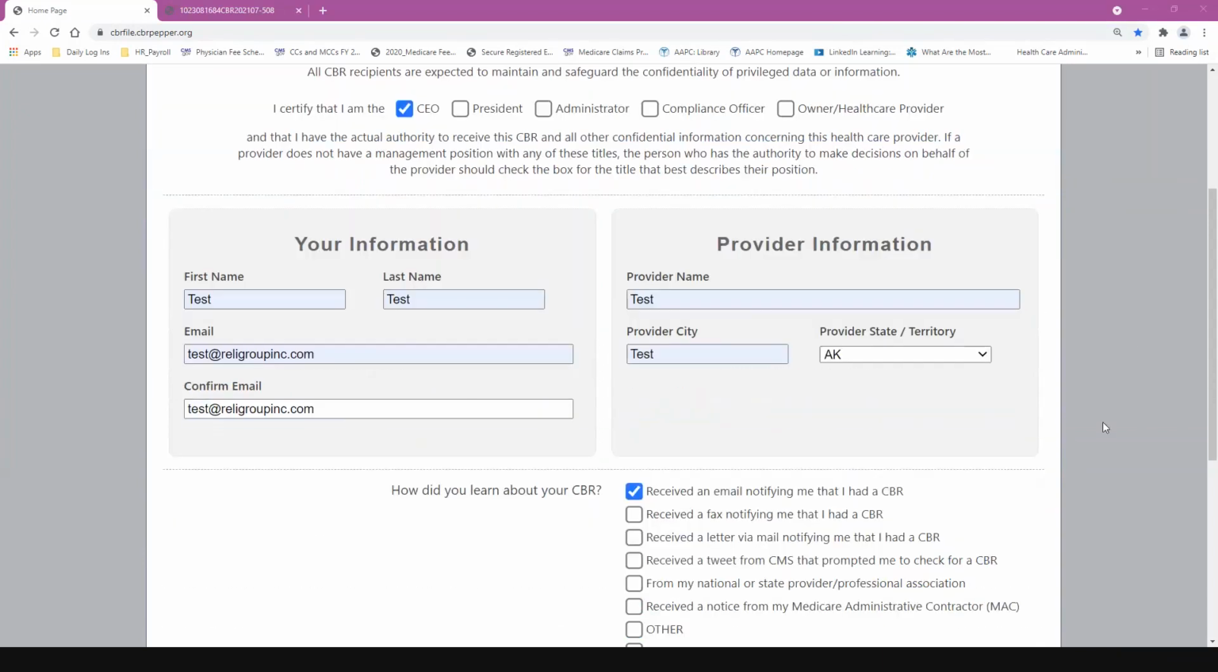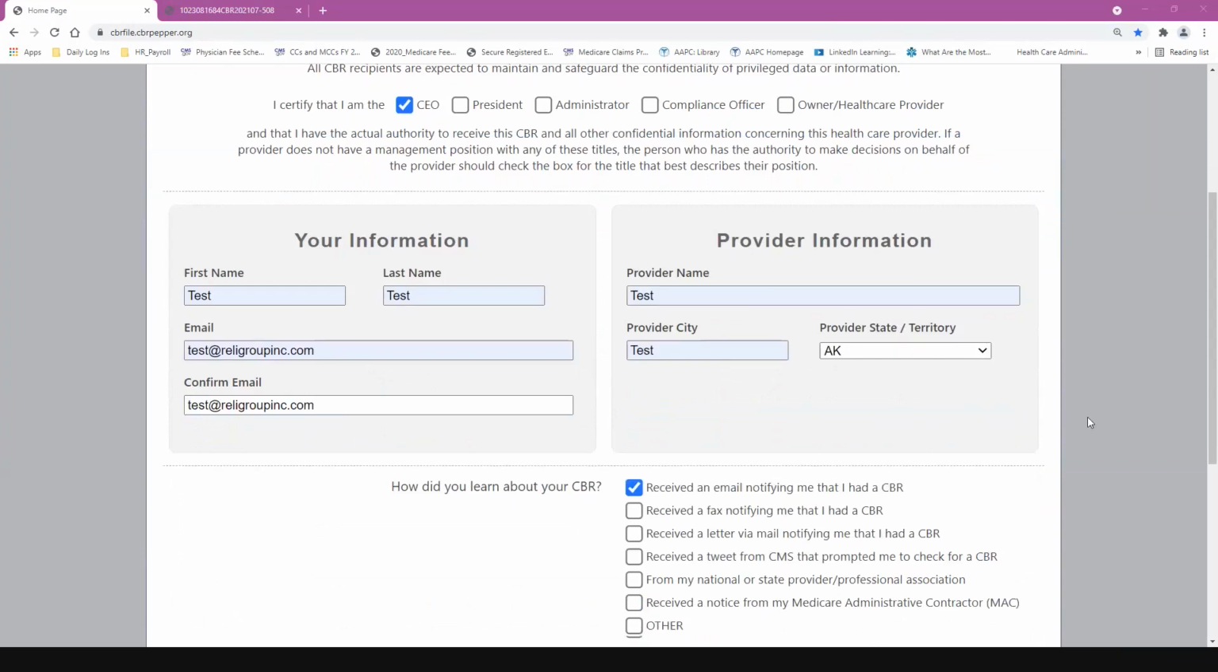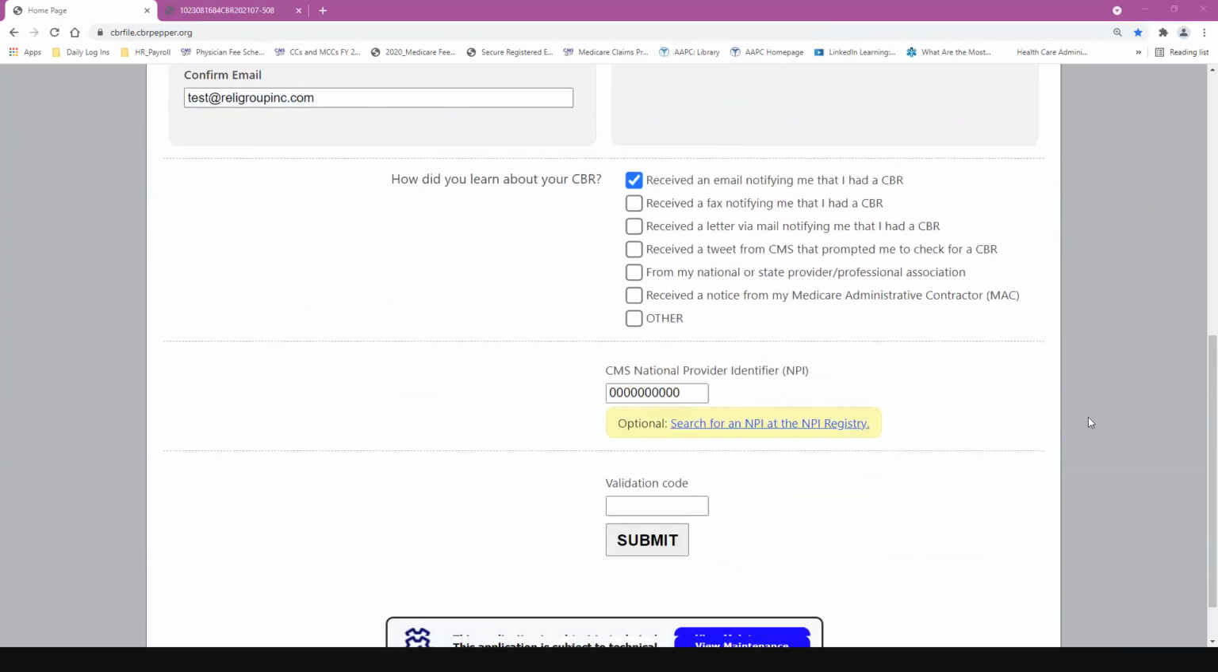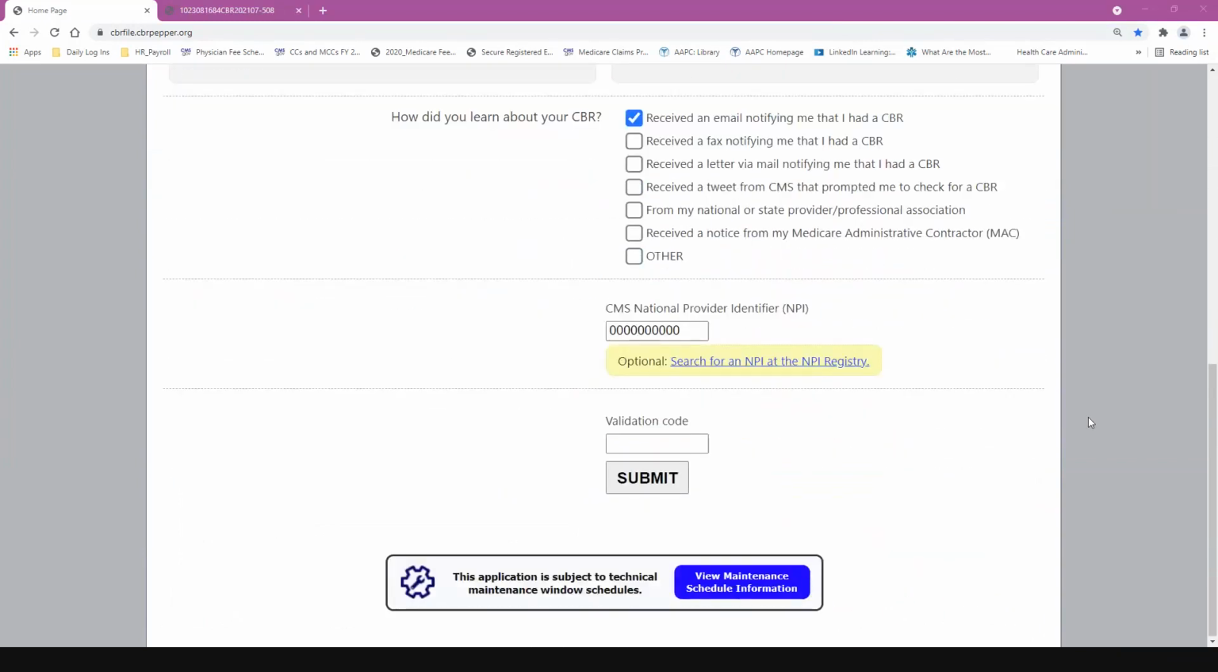Next, I'll complete these two forms to indicate my information and the provider information. To access this test CBR, I, of course, have used test data to complete these forms, but you'll use the correct information here to complete them. Following these forms, we're going to indicate how we heard about the CBR that is available for the physician or physicians. This section of the access form is most telling for us and helps us to know which form of alert is working best to reach the most physicians for their CBR alert.